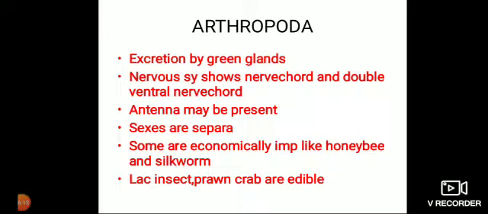This lac is used in mirrors, bangles, colors, and sealing material. Then prawns and crabs are edible. Prawns and crabs are not fish, but they are crustaceans. And you know how much money a person can get by selling prawns and crabs.